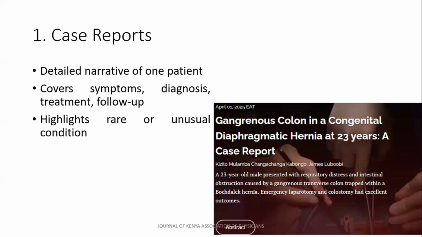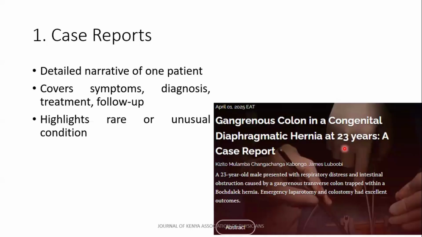So, for example, an example is this case report that was published in ECAJS on April 1st. It's reporting a unique case on gangrenous colon in a congenital diaphragmatic hernia in a patient who was 23 years old. They describe how the patient presented with respiratory distress and intestinal obstruction, caused by the transverse colon being trapped within the diaphragmatic hernia.